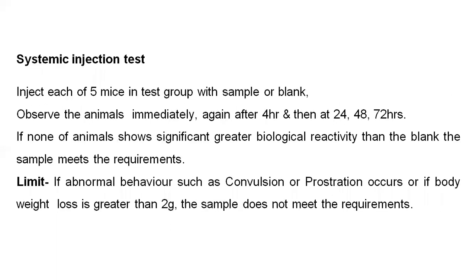Systemic injection test. Inject each of 5 mice in the test group with sample or blank. Observe the animals immediately, again after 4 hours, and then at 24, 48, and 72 hour intervals. If none of the animals show significantly greater biological reactivity than the blank, the sample meets the requirements. If abnormal behavior such as convulsion or prostration occurs, or if body weight loss is greater than 2 grams, the sample does not meet the requirements.